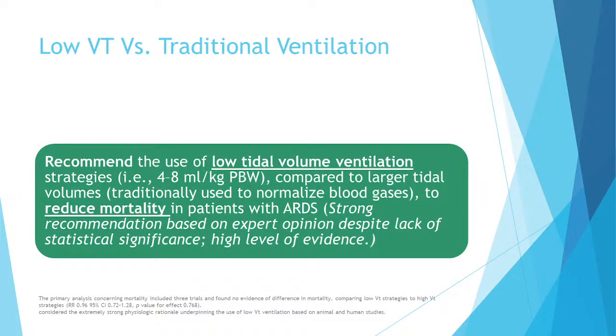This is an age-old recommendation. Everyone knows we have the baby lung concept. We have to give low tidal volume, 4 to 8 ml per kg, compared to larger tidal volume to reduce mortality in patients with ARDS. Interestingly, the primary analysis of their meta-analysis did not show any mortality difference between low tidal volume and high tidal volume strategies. The data here is a relative risk of 0.96 with a confidence interval crossing the midline, 0.72 to 1.28, and a P-value of 0.76.